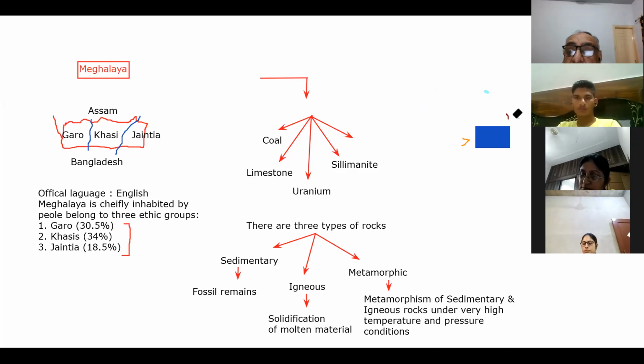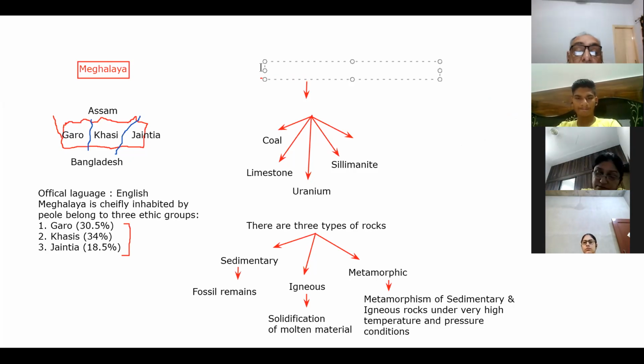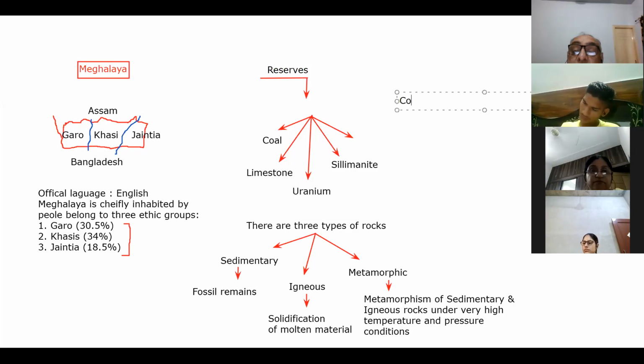So the next thing is, beta, why I have diverted you towards this: because this was important. Sometimes in the examination this can be asked: what type of rock is coal? Coal कौन सी किस्म की rock होती है? Such a question can be asked. You must remember, beta, that coal is a sedimentary rock.